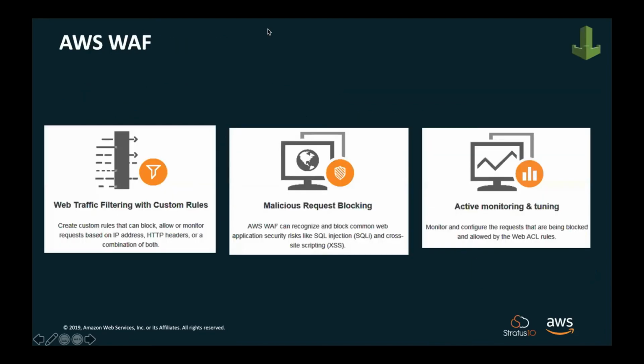AWS WAF, Oscar mentioned it earlier in terms of blacklisting. This is a managed service that can integrate with a lot of different endpoints. So it can integrate at the global level with like CloudFront distributions, that worldwide content distribution network. You can create rules that look for SQL injection, cross-site scripting. It can do geo-based blocking. So if you need to block a country, or you can do the reverse, only allow content from a specific region.